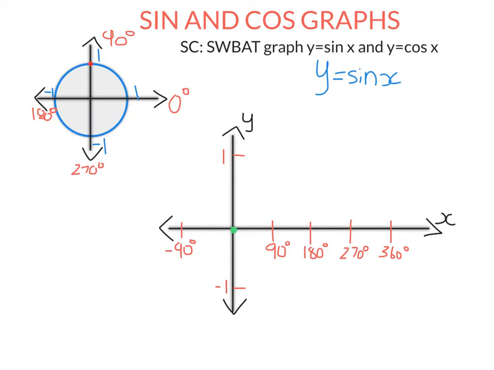So at 90 degrees, the y-coordinate here is 1. So sine of 90 is equal to 1. So we can plot that point here. Sine of 180, the y-coordinate at this point is again 0. Sine of 180 is 0, so it will go through this point here.